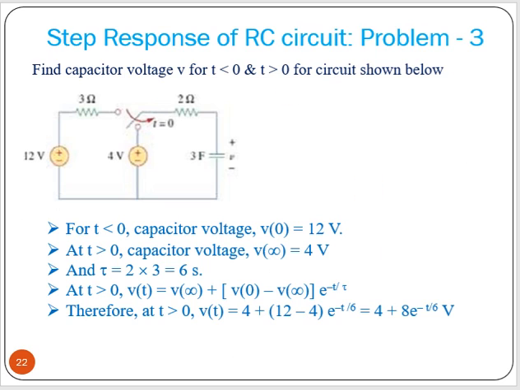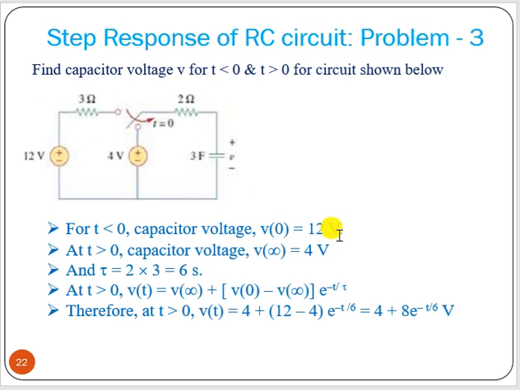Now say another problem. Now here, at t equal to 0, the switch moves to this point. Previously it was connected here. That means what is the voltage across this capacitor? It is nothing but this 12 volt. Why? Because the capacitor is open circuited, no current will flow, there is no voltage drop across this 3 and 2 ohm resistor, so same voltage here.